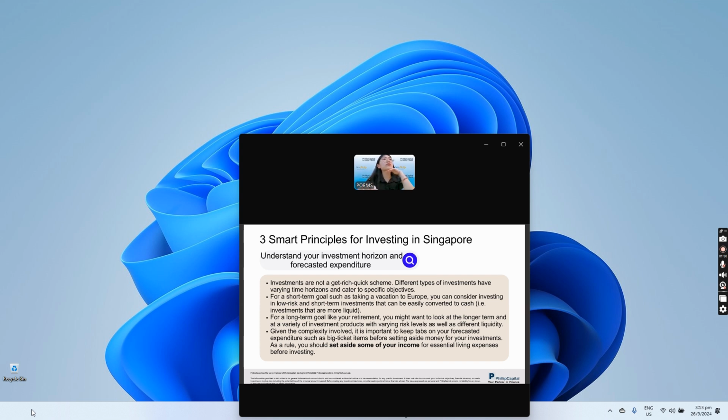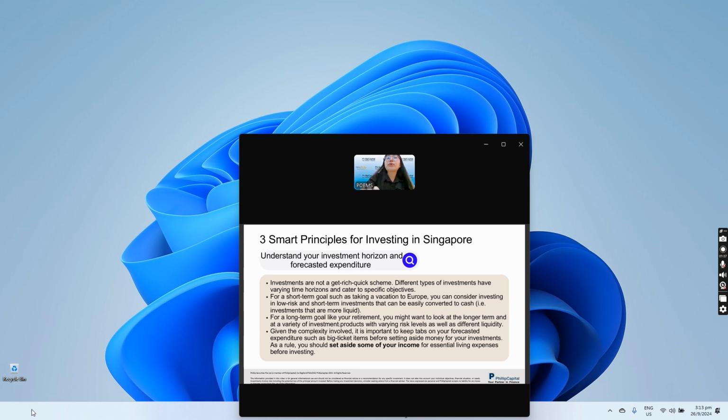For a short-term goal, for example, I want to go to Europe, I set aside some money for the trip. For that money, you can explore low-risk and short-term investments that can be easily converted to cash. Something like a money market fund is one of them, or other more liquid investments, because if you have planned to buy air tickets or anything, it will be very soon. So just put it into low-risk and short-term investments.